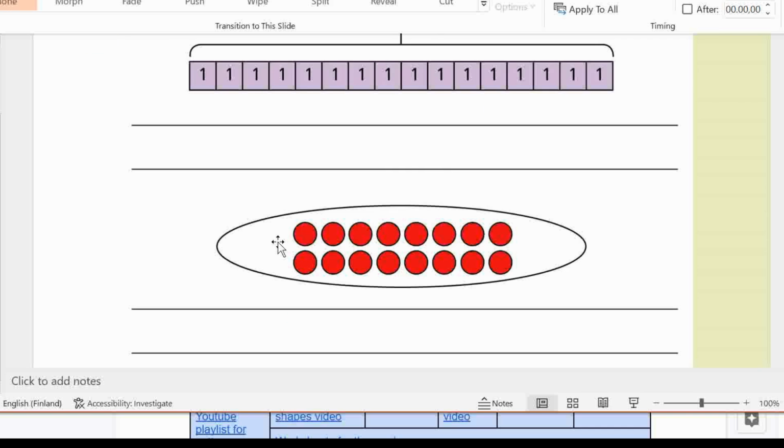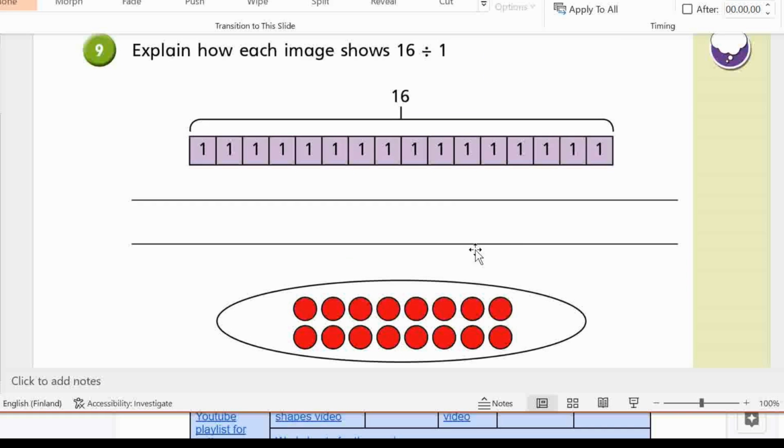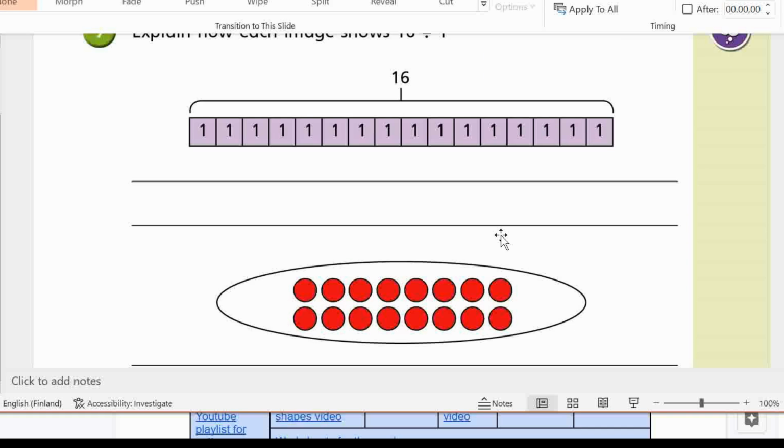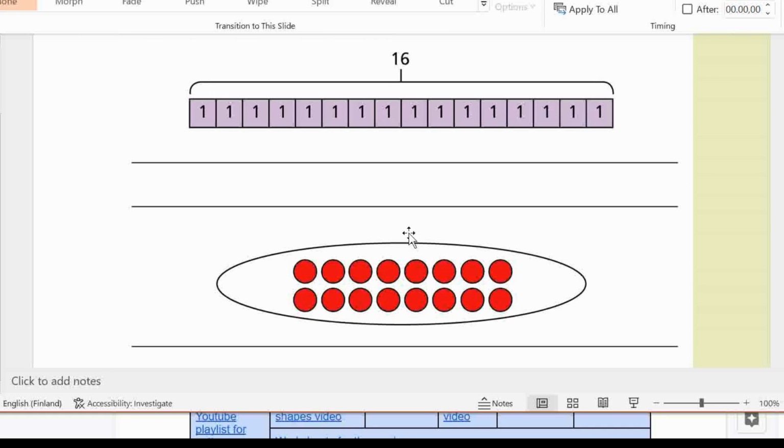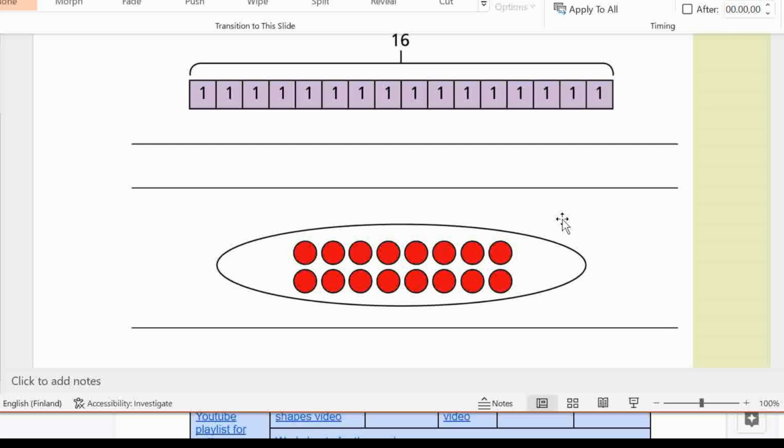How about this one? How does this show 16 divided by 1? That's right, yeah? Good. I mean, it would have been a bit more helpful if they didn't want to put any numbers on this one. This one has numbers, so to make it different, they used red balls, and the total of which makes 16.